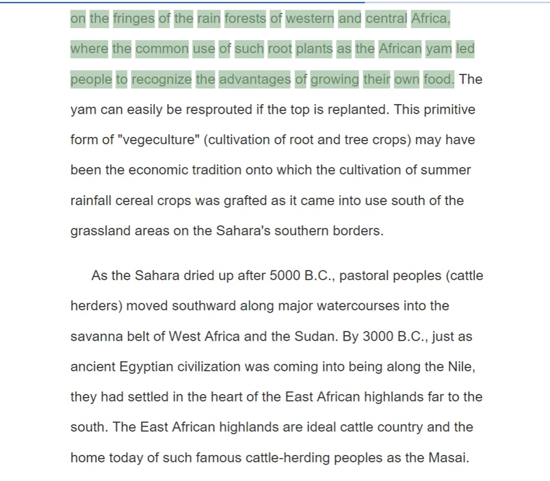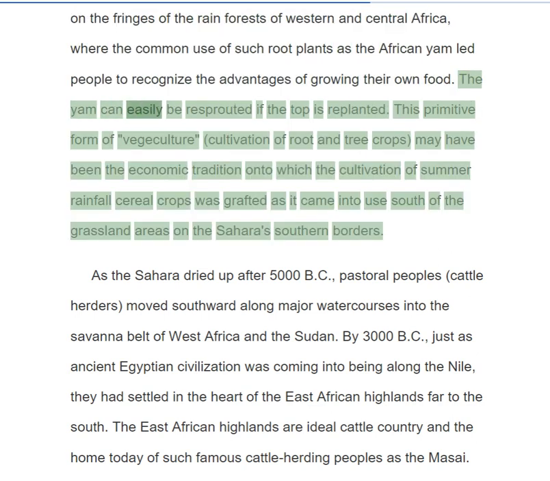At the end of the Pleistocene, the technologies of food production may have already been employed on the fringes of the rainforests of Western and Central Africa, where the common use of such root plants as the African yam led people to recognize the advantages of growing their own food. The yam can easily be resprouted if the top is replanted. This primitive form of viticulture may have been the economic tradition onto which the cultivation of summer rainfall cereal crops was grafted as it came into use south of the grassland areas on the Sahara's southern borders.